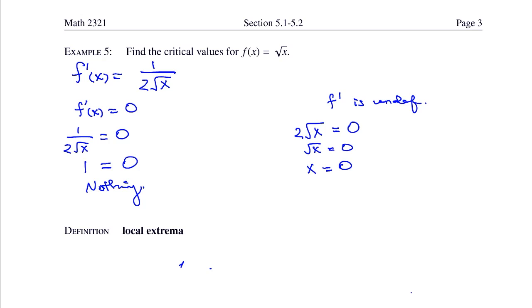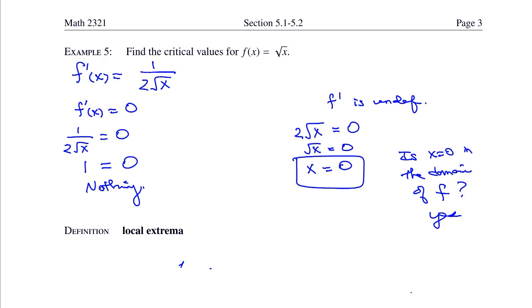And the question is, is x equals 0 in the domain of the original f? In order to be a critical value, you have to be in the domain of the original function to start with. So, can you find the square root of 0? Yes. Square root of 0 is 0. And so it is in the original domain. So this is, in fact, a critical value. So that's an example of a function where you only get critical values from f prime being undefined, not from it being equal to 0 itself.